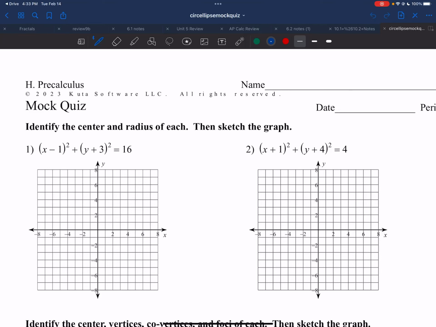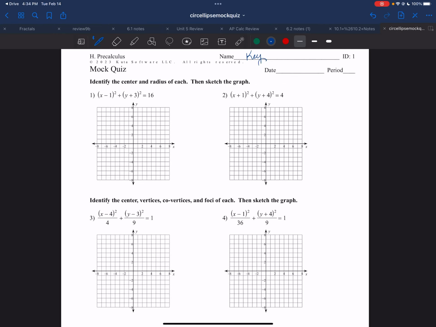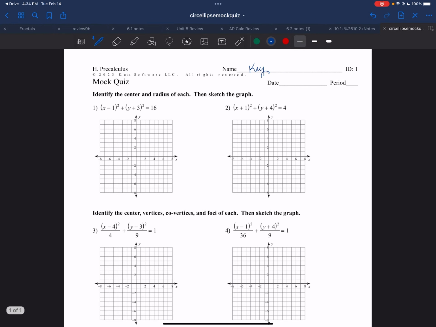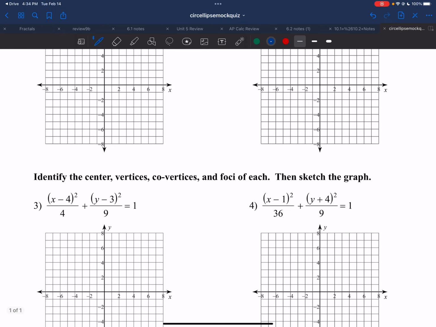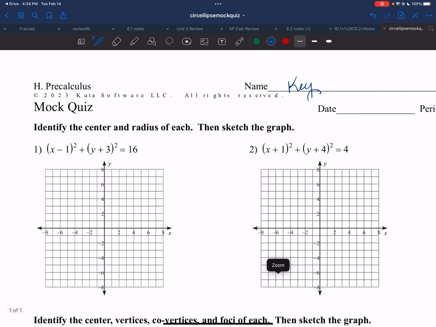Fairly long, so go ahead and fast forward to the sections that you need to see. We are going to be walking through a mock version of the quiz. And so your quiz is going to be 4 questions, 2 that are circles and 2 that are ellipses. So let's go ahead and take a look.